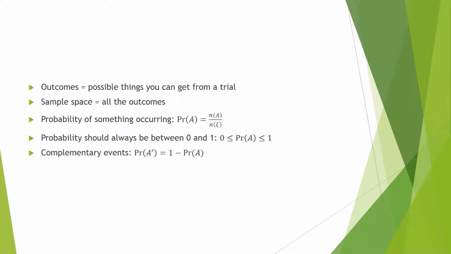Probability of something happening is the number of outcomes that you have for event A over the total sample space, total number of sample space. The probability should always be between 0 and 1, and complementary events are anything that's not the event. So it's always 1 minus the probability of the event.